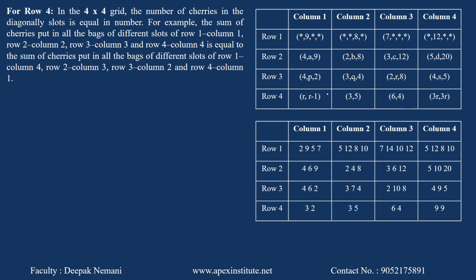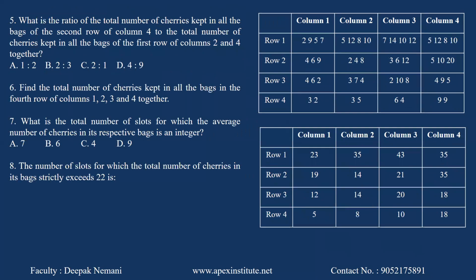So this you can find by, if this is R minus 1, the sum of the numbers in all these 4 cells should be equal to the sum of the numbers in all these 4 cells, which are in the diagonal direction. Using which you can find the value of R. So if you have these two tables, you can answer any question from this set.